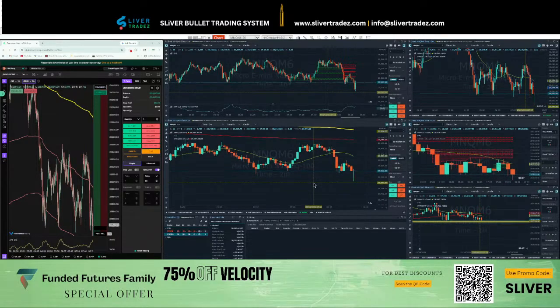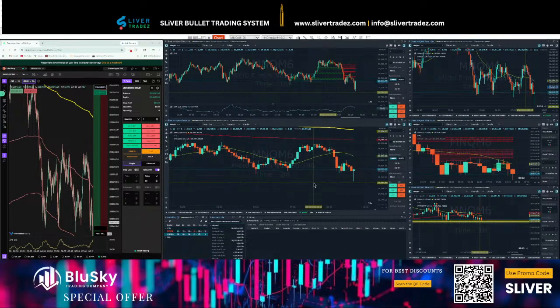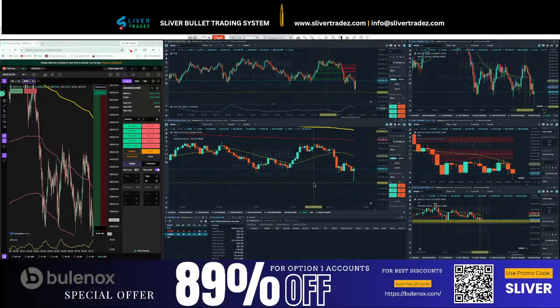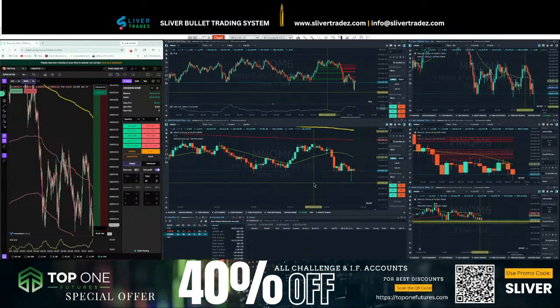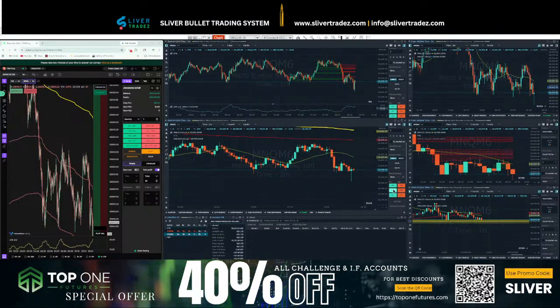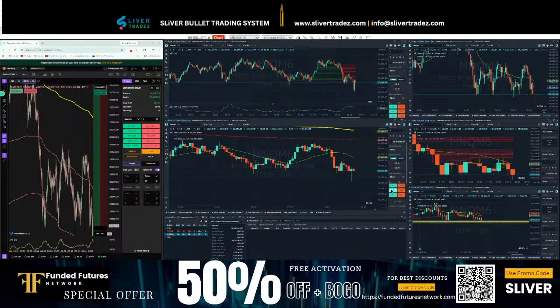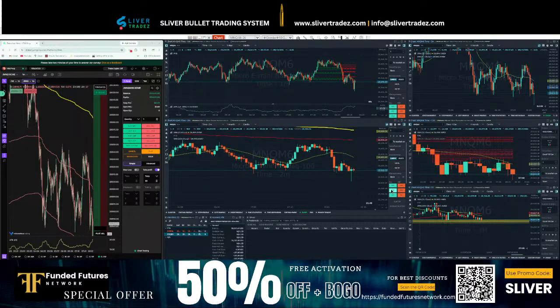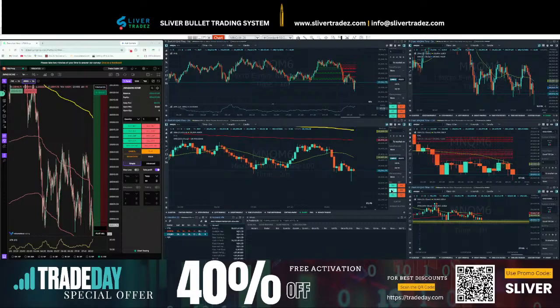Oof. This is what I was talking about. It will take liquidity and run higher so fast. Seems like another trade in the making, long trade.